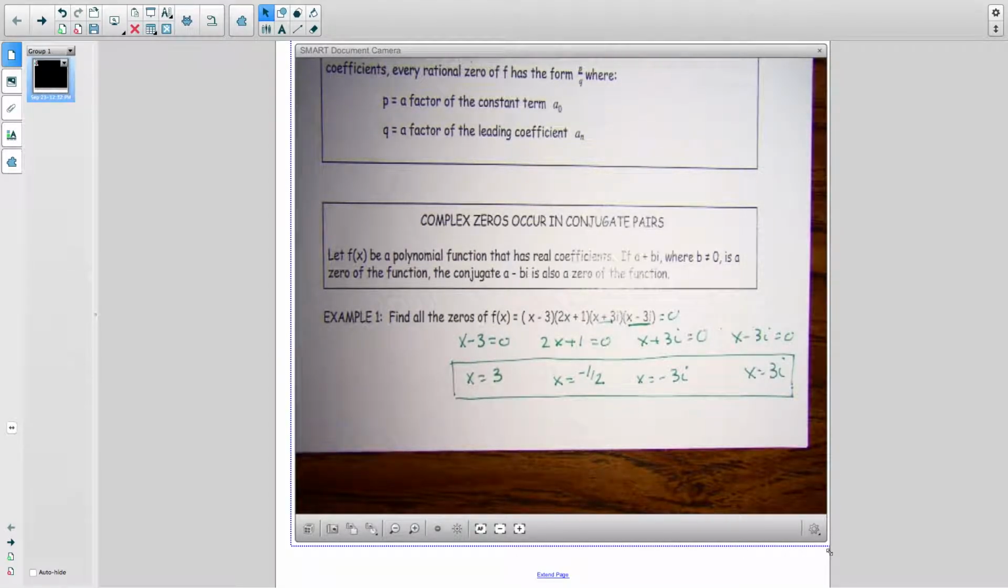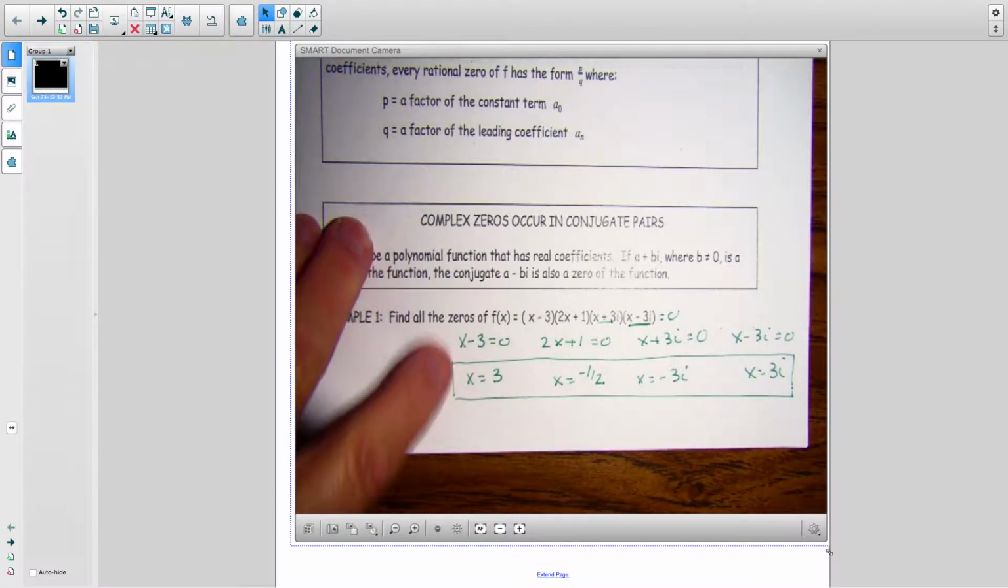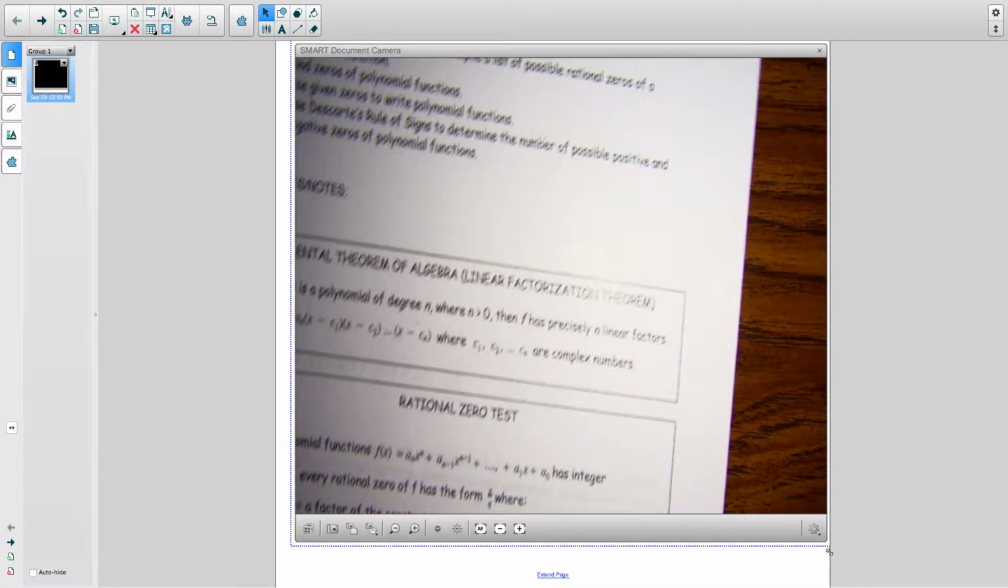Side note, how many times does this graph cross the x-axis? 4? Who agrees with 4? Who doesn't agree with 4? Where is 3i and negative 3i on the x-axis? It's not. So it only crosses 2 times. These are imaginary. We can still have zeros there, they're just imaginary. So even though it has 4 zeros, it only crosses the x-axis twice.